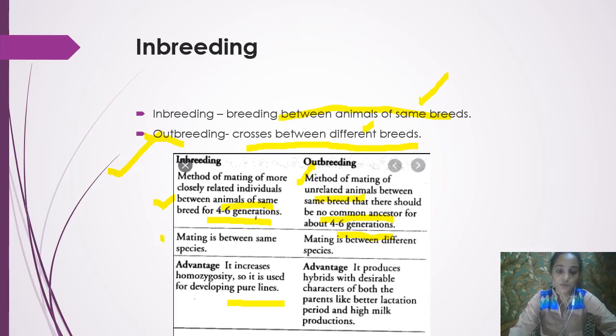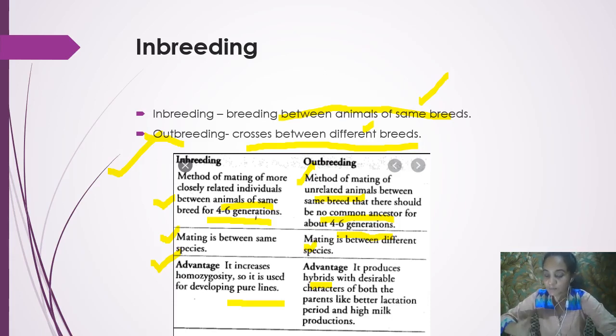Now, mating is between same species, mating is between different species. Then, what is the advantage? It increases homozygosity. Homozygosity means the same type of genes, so it can be used for the development of pure line. But what about outbreeding? It will lead to the production of hybrids. Hybrids means new variety, and that new variety will contain the desirable characters of both the parents.